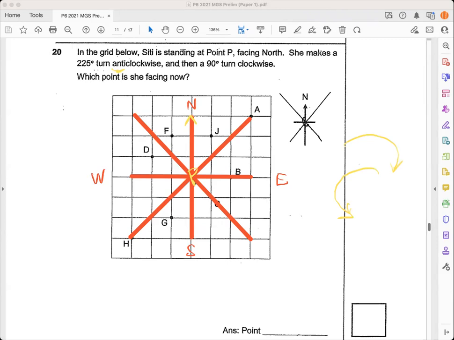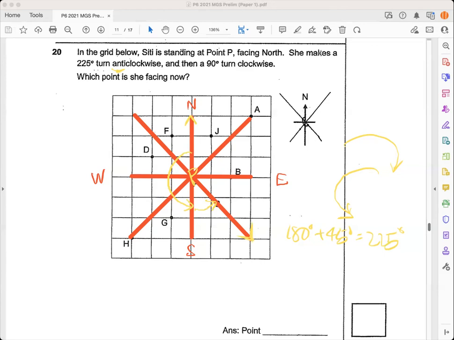So 225. Now we know that starting from here, we go 180 first, and then plus another 45. That will give you 225. 180 plus 45 is 225. So she makes a 225 turn anti-clockwise. She will be facing this direction.